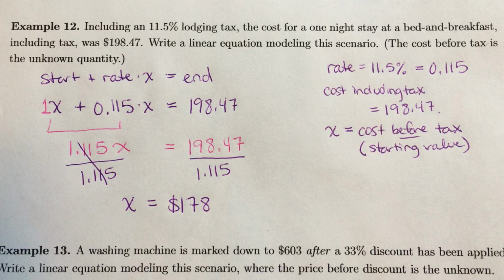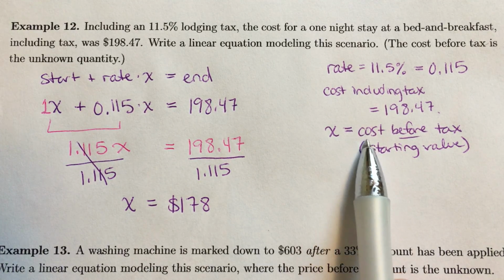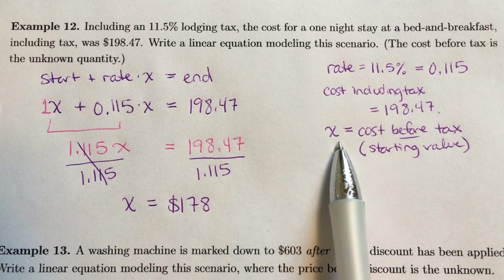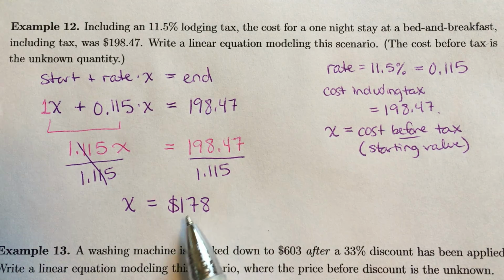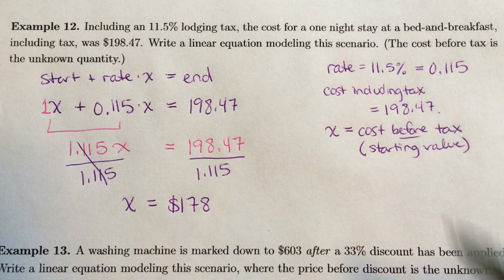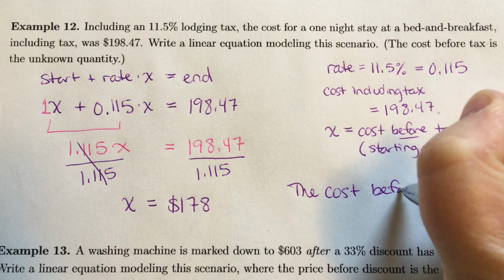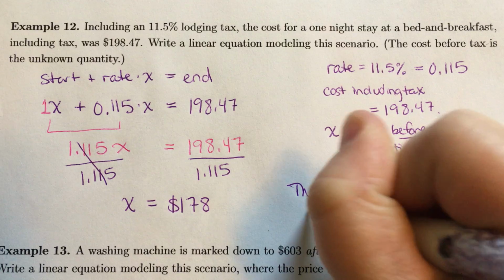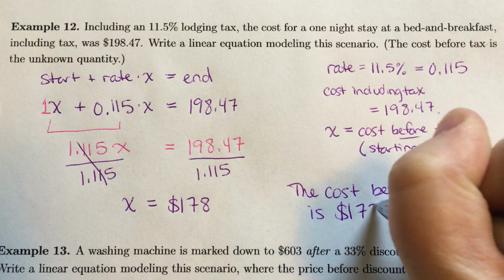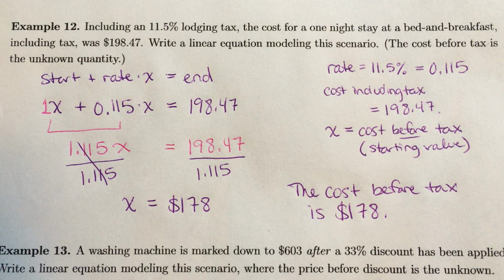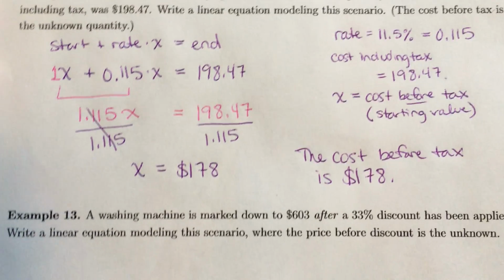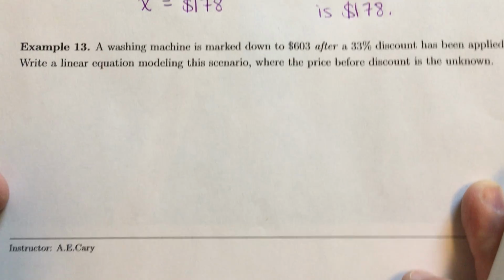And then, of course, we should write a sentence. And luckily, we wrote out lots of information about what we were trying to find. So the cost before tax is $178. Great. Let's try one more.